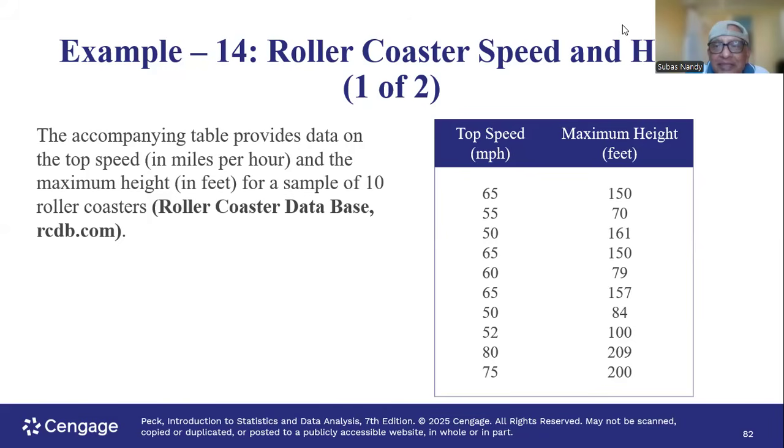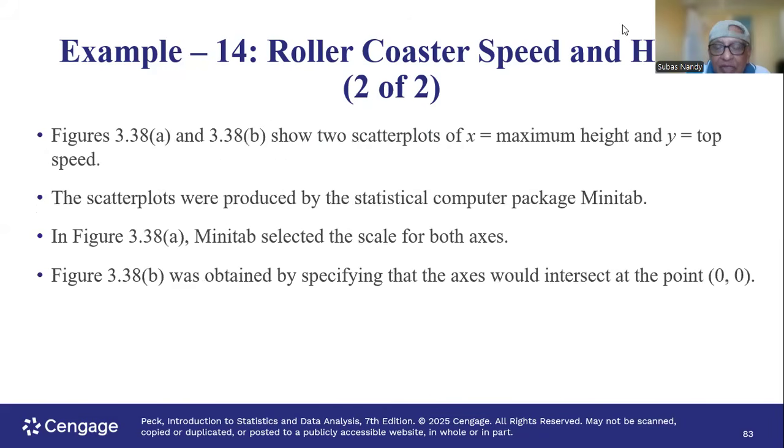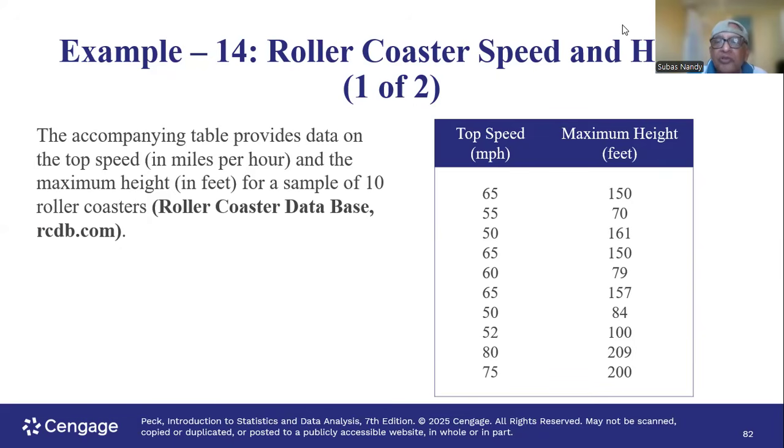So x is your maximum height. Figure 3 shows maximum height and top speed. The scatter plot was produced by the statistical computer package Minitab. But we can also do it on our good old TI-84.